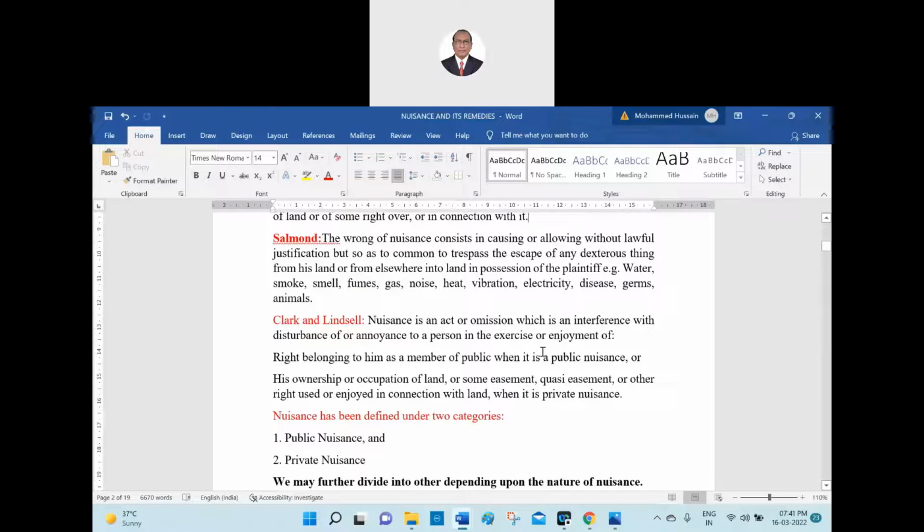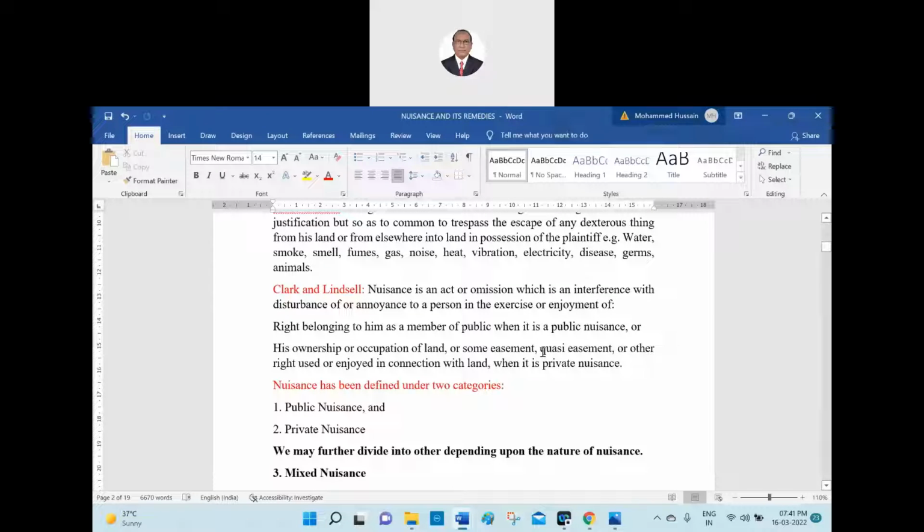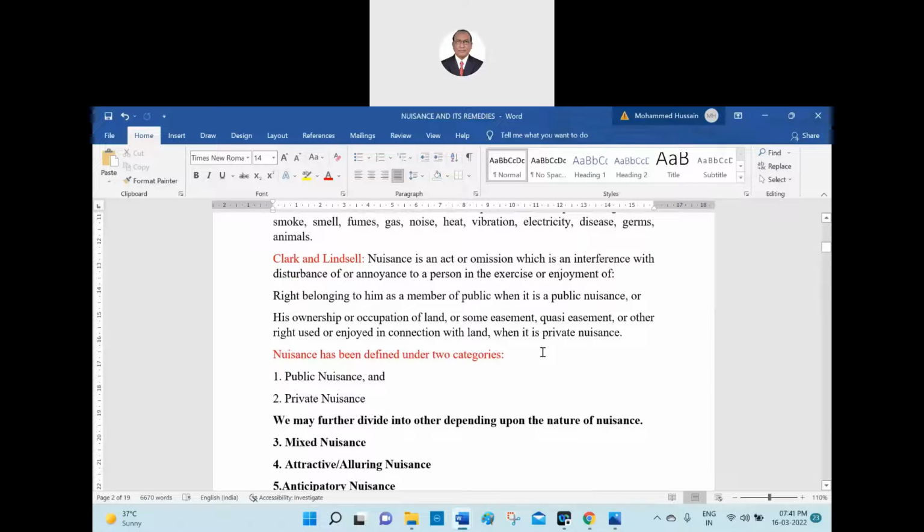Then Clerk and Lindsell say nuisance is an act or omission which is an interference with, disturbance of, or annoyance to a person in the exercise or enjoyment of a right belonging to him as a member of the public, when it is a public nuisance, or of his ownership or occupation of land or some easement, quasi-easement, or right used or enjoyed in connection with the land, when it is a private nuisance. Suppose he is enjoying air or light for more than 20 years, and anybody obstructs it, that is a private nuisance.